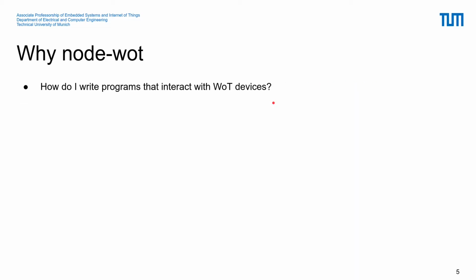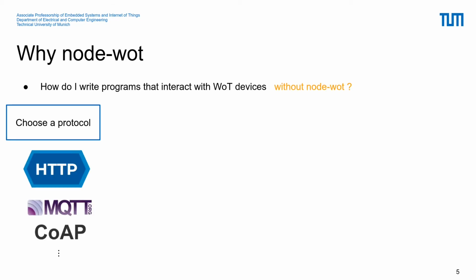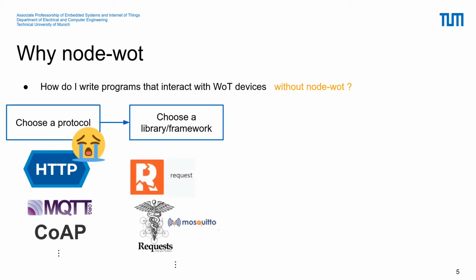So let's look at the other side. Once I want to write programs or consumer applications that interact with Web of Things devices without node.wot, it's quite similar. You choose a protocol again, and then it's again quite a painful process. You don't know, and then you choose a library or framework, which this time is most probably different from the library or framework that you chose for the thing implementation. So instead of Express.js, you might use request in Node.js. Instead of Flask, you might use requests in Python, and so on. Again, it's a rather painful process. It's the same as before.